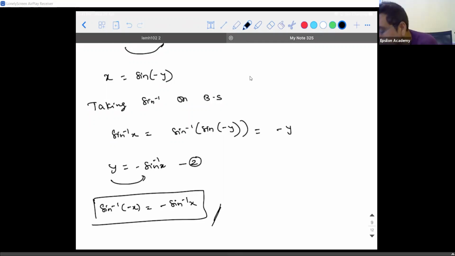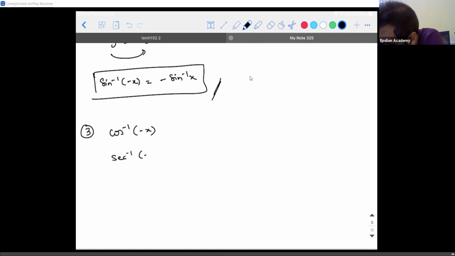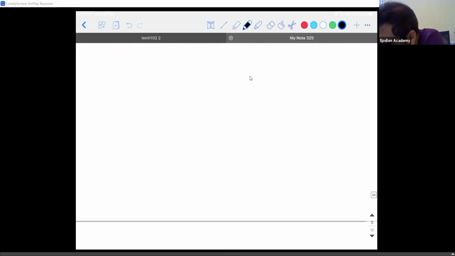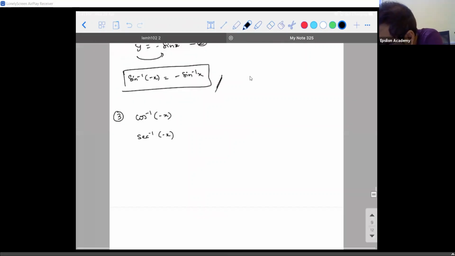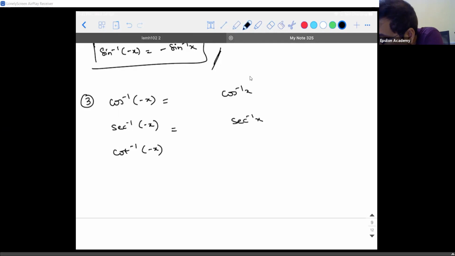Let's see. So the third property is, we have finished sine inverse, tan inverse and cosecant inverse. What are left out? I have cos inverse of minus x, secant inverse of minus x, then cot inverse of minus x. So for this, what did we do? We found out the acute angle. Acute angle means cos inverse of x, secant inverse of x, cot inverse of x. Once you found the acute angle, you wrote pi minus. That's it.